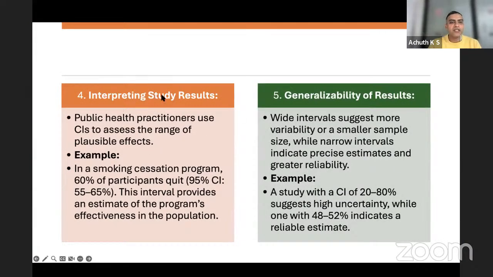How does it help in interpreting the study results? For example, in a smoking cessation program, 60% of participants quit. There is an estimation in this, and wide intervals suggest more variability. If the difference is 20 to 80%, that means the variation is very high; here the variation is very less. This is how you can generalize the results also.